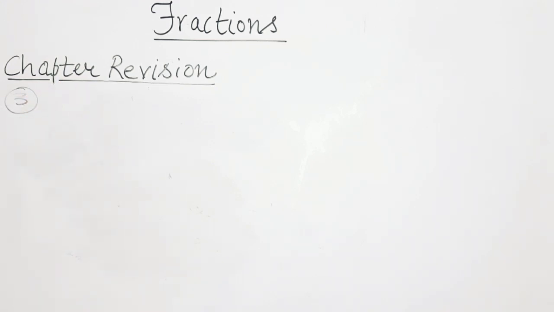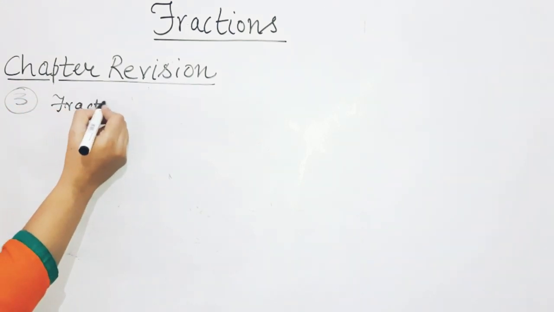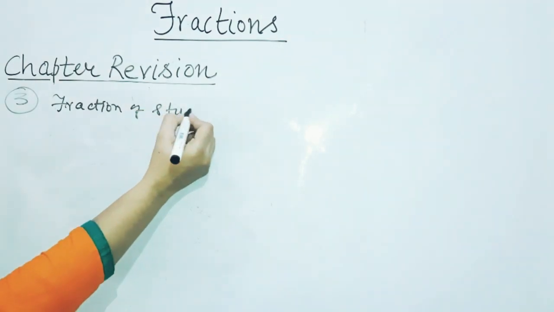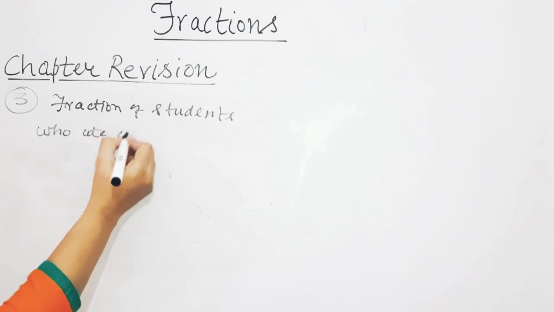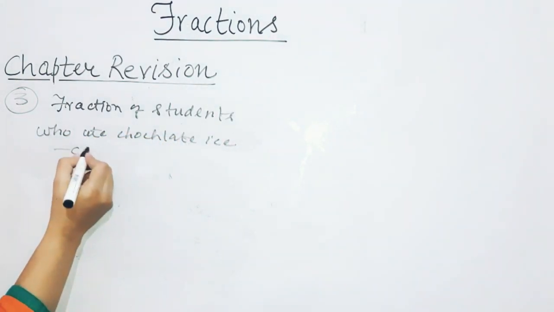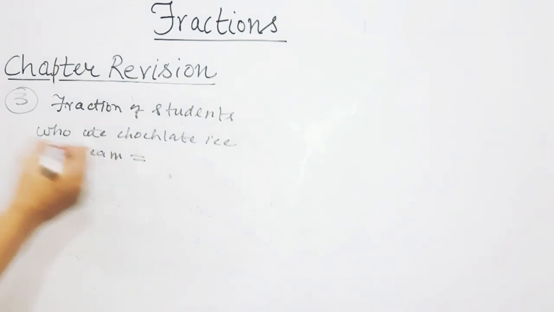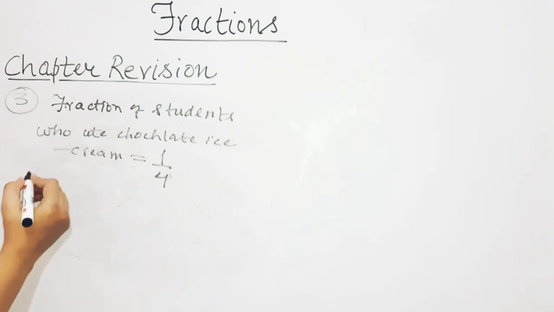Okay, so the first statement would be, fraction of students who ate chocolate ice cream. Okay, not only chocolate, they have eaten ice cream. So how many students have eaten? 1/4, 1/4 of the whole class, right? यानी कि quarter, 1/4. Now coming to the next one, 1/5 of the children have eaten vanilla ice cream.